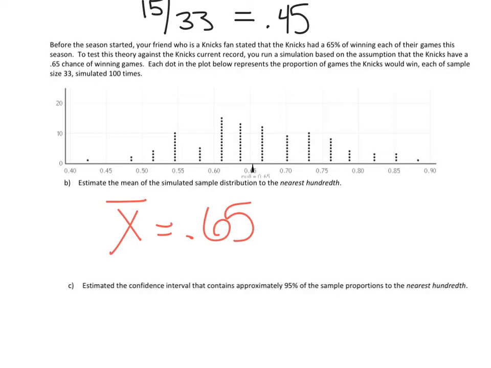Now it says estimate a confidence interval that is approximately 95% of the sample proportions to the nearest hundredth. Okay, so again, this is just an estimate because we don't have the actual mean or the actual standard deviation. So I'm saying 95% of my data should fall in here, not all of it. So I'm probably not going to go from here to here. I want 95%. So again, this is just my ballpark estimate. I'm going to say maybe from 0.45 to 0.85. I am confident, hence a confidence interval, that 95% falls within those two.